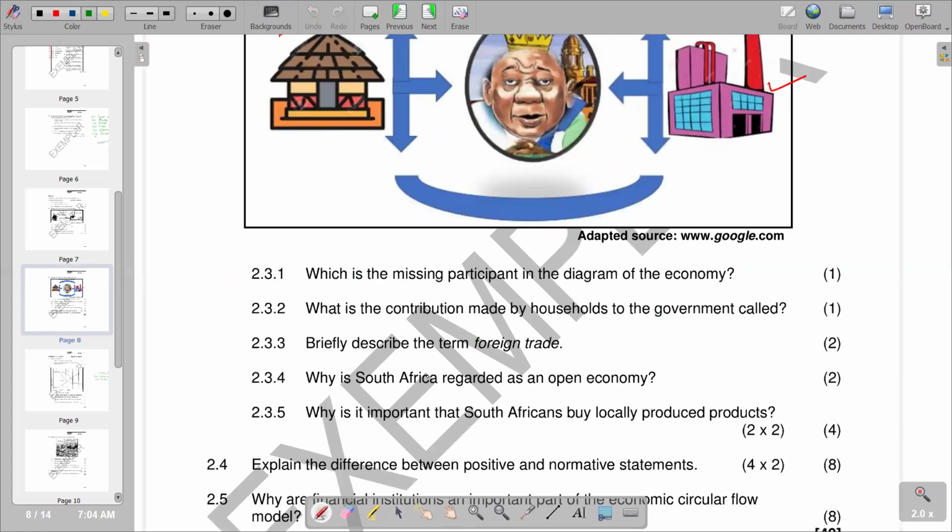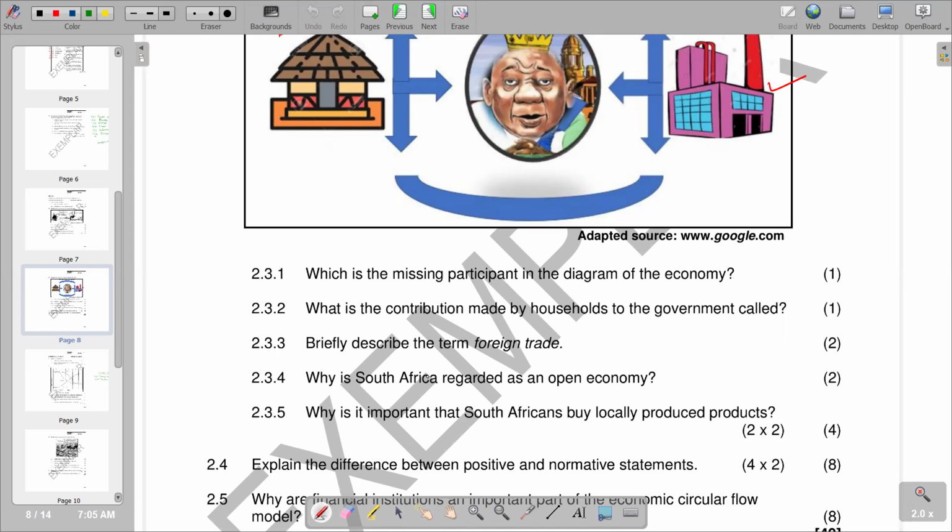The third part, 2.3.3, says briefly describe the term foreign trade. Foreign trade is the exchange of goods or services involving at least two different countries. Whenever there is an exchange of goods and services taking place between two different countries, we say foreign trade is taking place. Remember, we have another form of trade which we call internal trade, whereby we are exchanging goods and services inside the economy without going across the international boundaries.